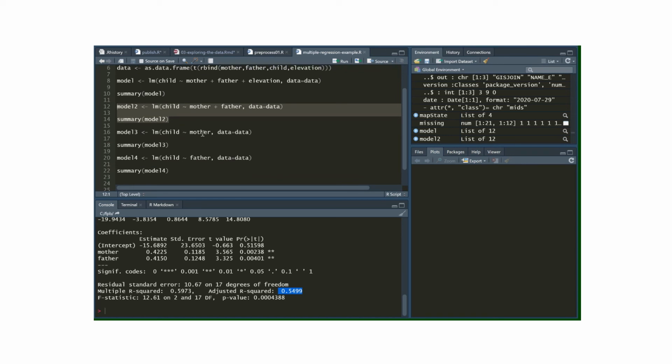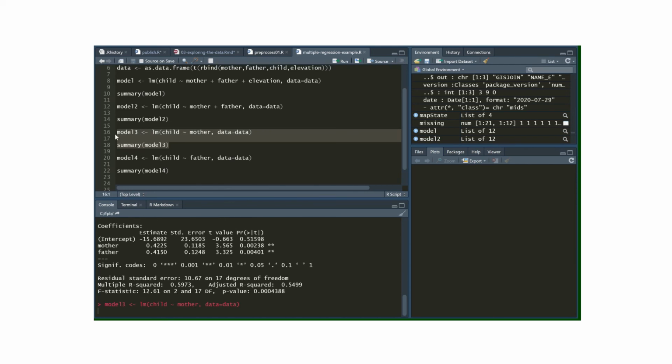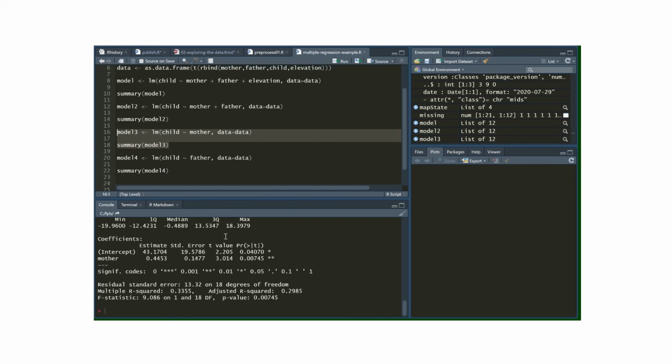We can look at mother and father each on their own, and that's what models 3 and 4 do. So first I'll run model 3, which is just mother on its own, and we see that the mother variable is significant. R-squared is 0.30, much lower than 0.55. So if you just stopped at mother, that would not be a good choice because you're missing a lot of important information which is coming from the father variable, and likewise model 4 is only containing father.